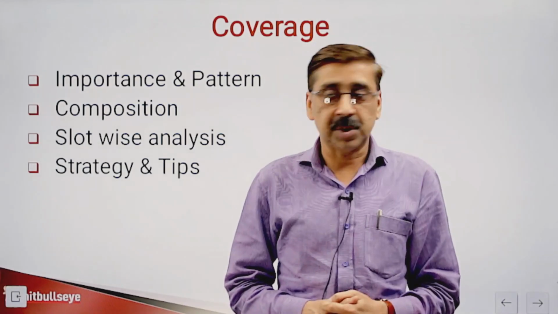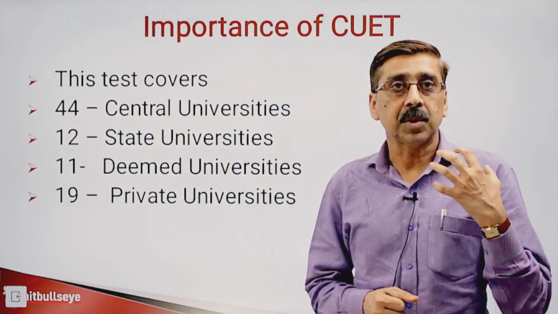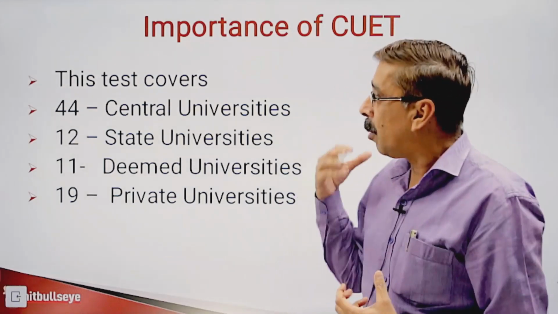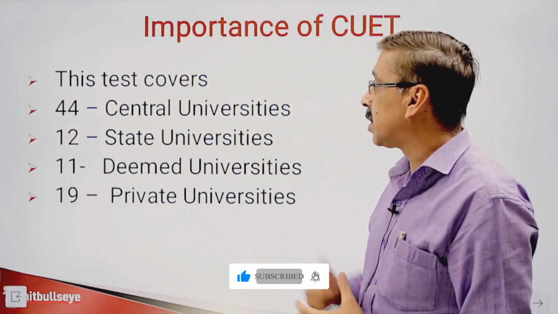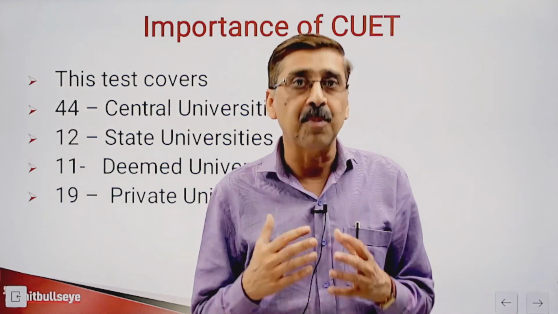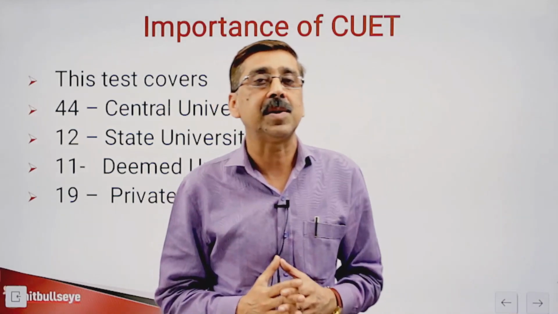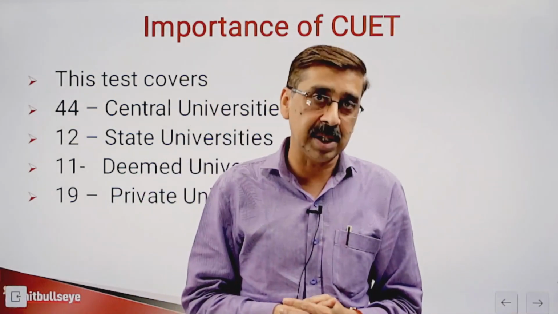So guys, as you can see yourself, this test covers how many universities? 44 central universities accept the score of this test, and 12 state universities, 11 deemed universities, and 19 private universities. Looking at the importance, the number of institutes covered by this test, we cannot ignore this test. For example, +2 students who would be interested in taking different courses in prestigious universities across India. So it's one of the prestigious tests.